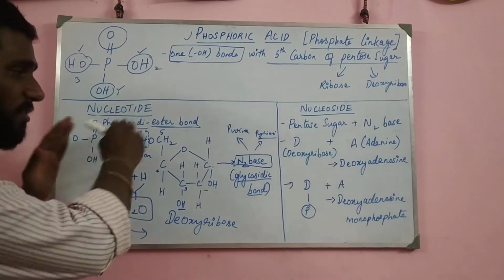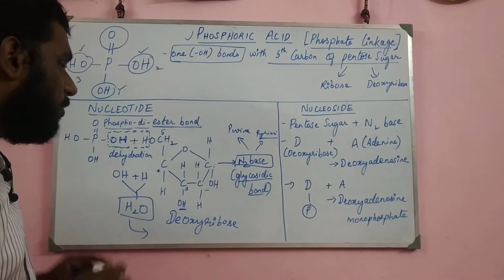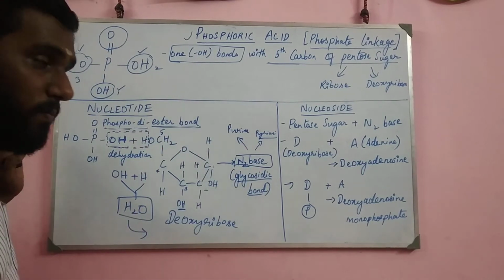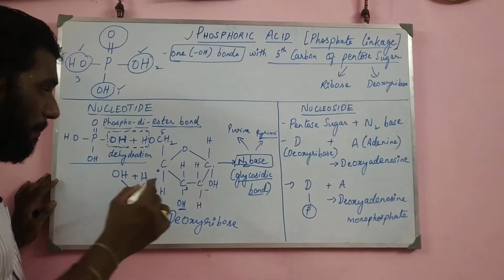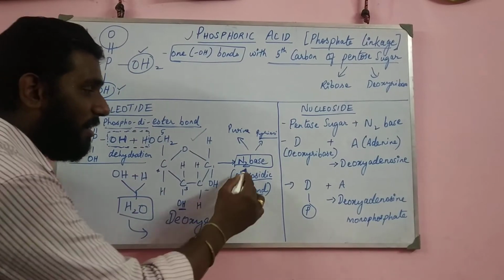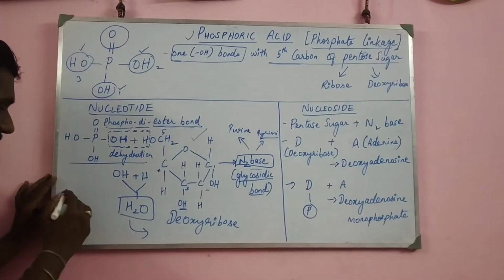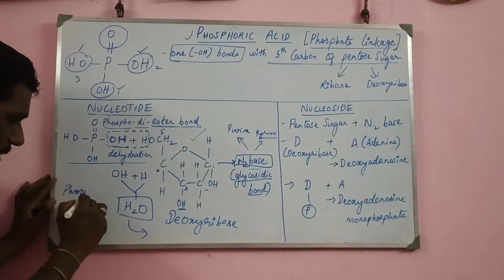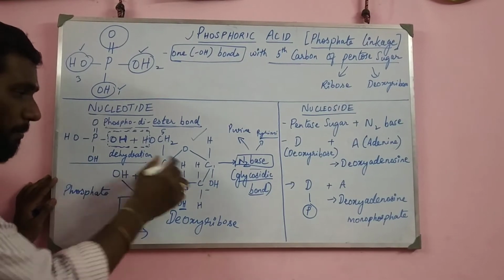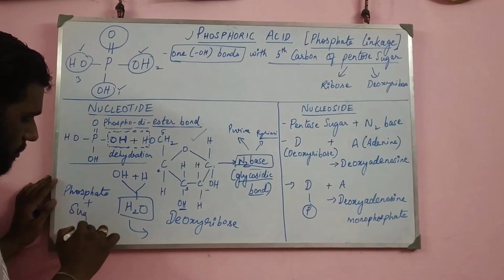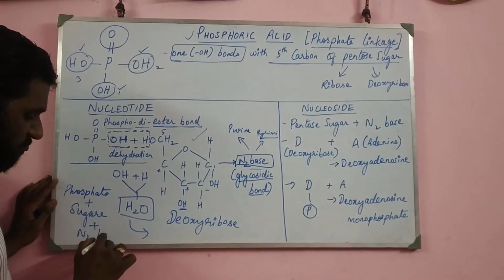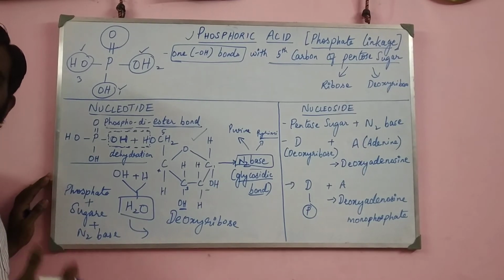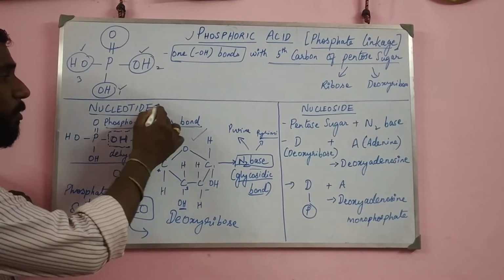Now, this is how a nucleotide is formed. If you take a nucleotide as a whole, what is there in a nucleotide? It has a phosphoric acid. Apart from that, it has a sugar and a nitrogenous base. Now let us write it. It has a phosphate plus a sugar plus a nitrogenous base. This is what is basically present in a nucleotide.